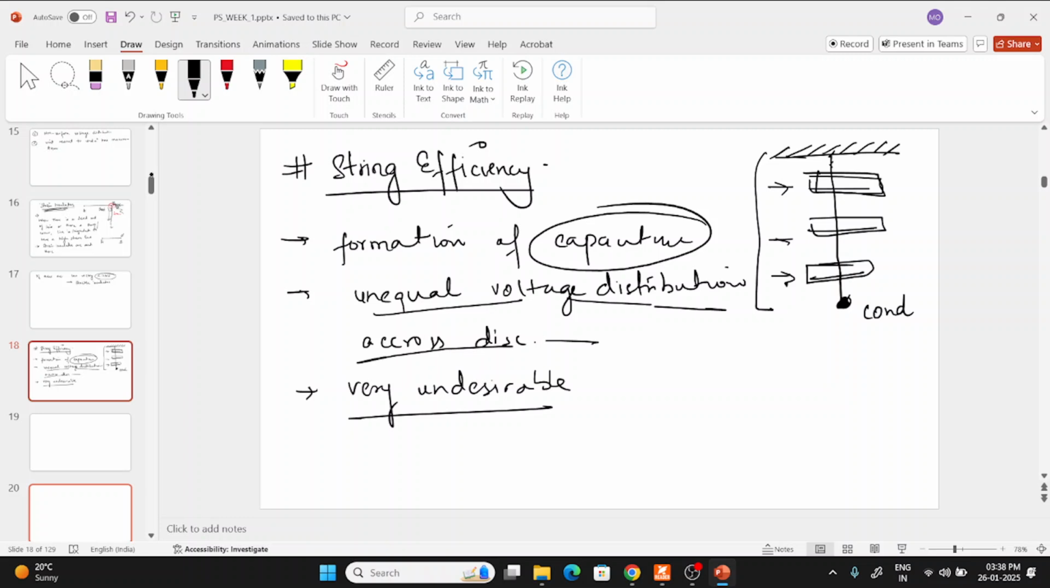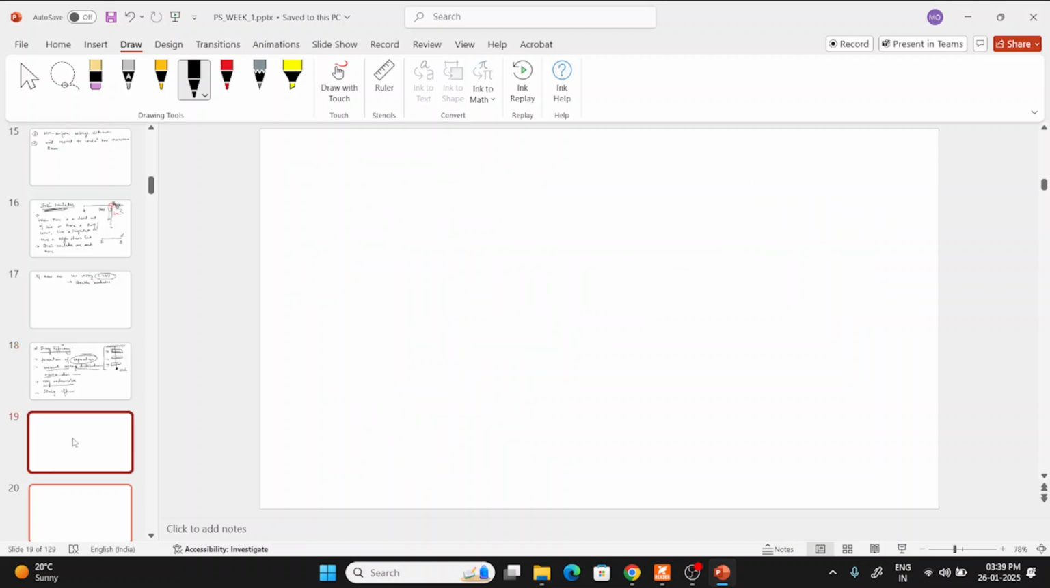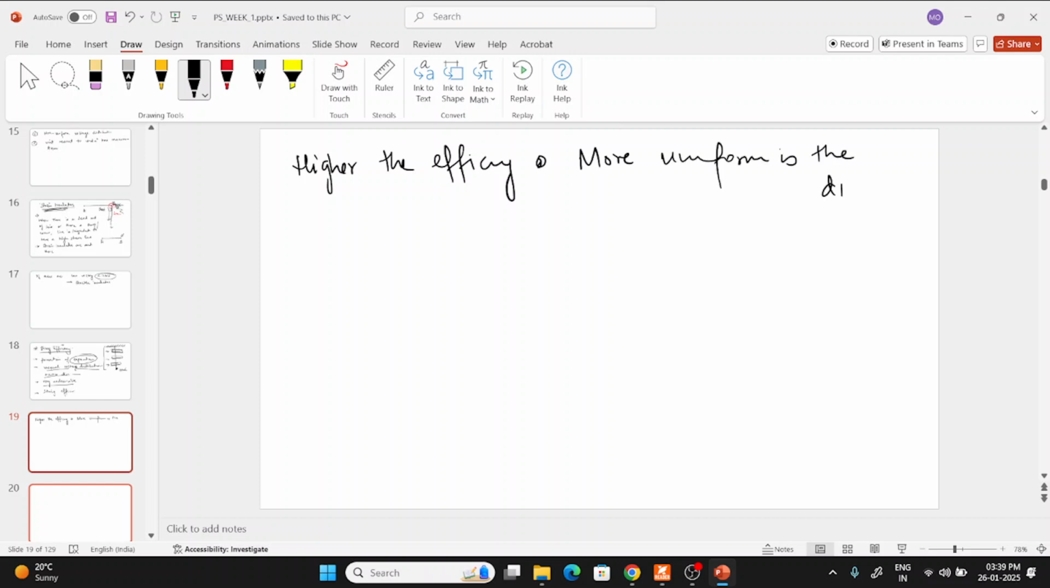And this unequal potential distribution across the disk is measured by the string efficiency, okay. अब क्या होता है, the higher the string efficiency, the more uniform is the voltage distribution.